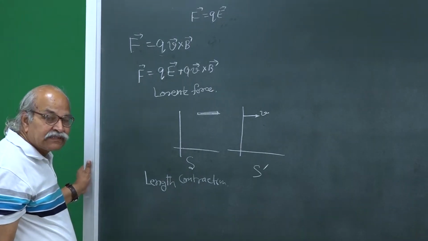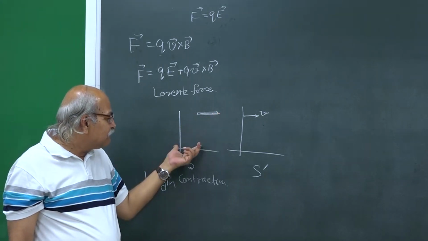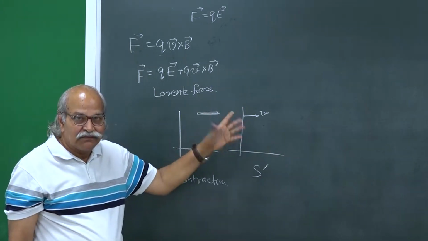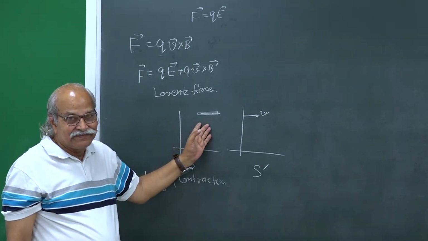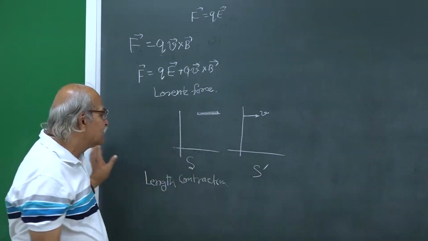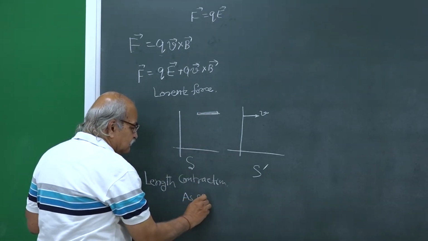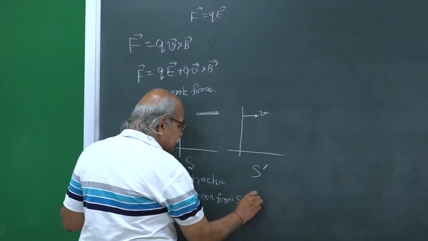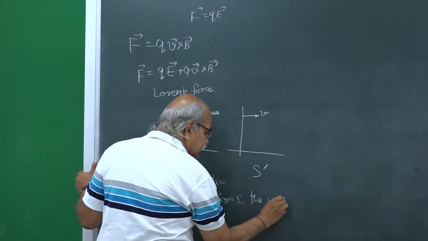then this length may be fixed in this frame, not moving, or it may be fixed in the other frame, or it may not be fixed in any of the two frames. So, let us suppose it is fixed in this frame. Let us say it is a piece of wire, and it has 0 velocity as seen from S. This wire is at rest.